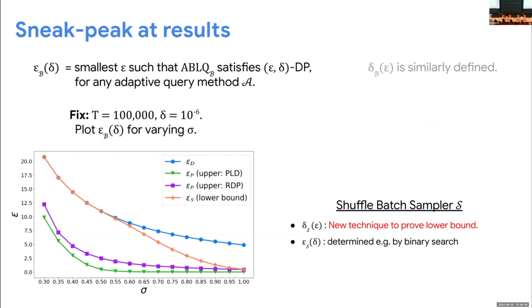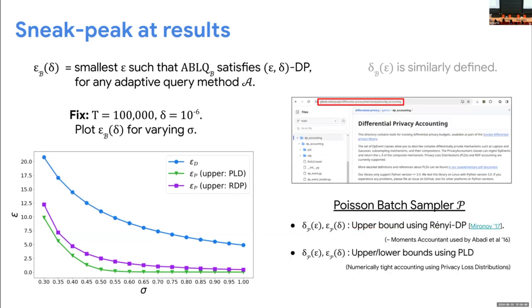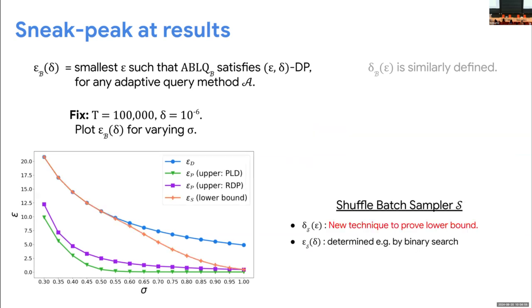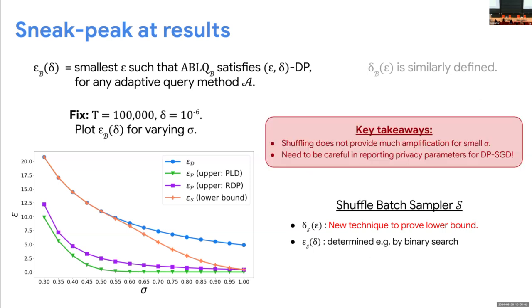So our result is a new technique for proving lower bounds on shuffle. A priori, it's not clear, if we just look at this plot, where shuffle sits in the context of these two curves. And so what we have is a lower bound technique for shuffle. The key takeaway is that for small values of noise multipliers, there's not much amplification due to shuffling. For large noise multipliers, there is some amplification.